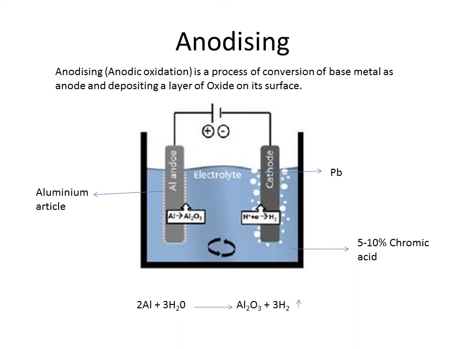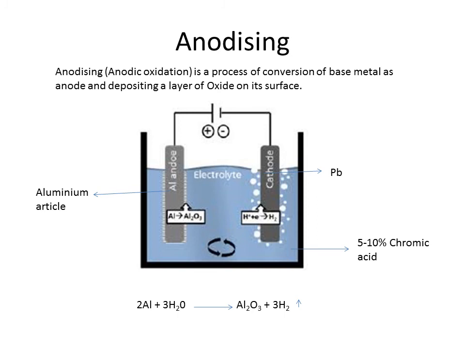The technique is very simple. The aluminium article to be anodized is made the anode and it is connected to the positive terminal of the DC source, and lead is usually used as cathode and it is connected to the negative terminal, and the electrolyte is made up of 5 to 10% chromic acid or sulfuric acid.